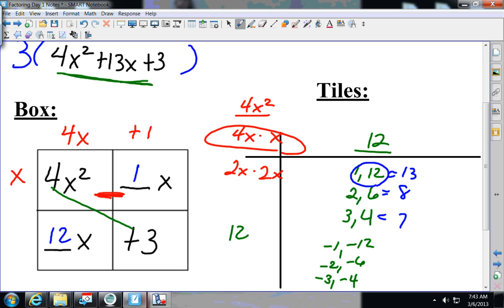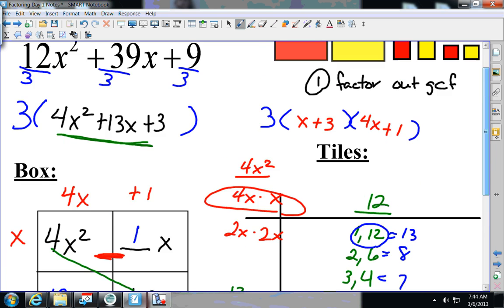Plus 1. 4 times what gives you 12? 3. So now you leave your GCF out front, and then let's write our factors in on the sides here: x plus 3 and 4x plus 1. This is the factored form right here.